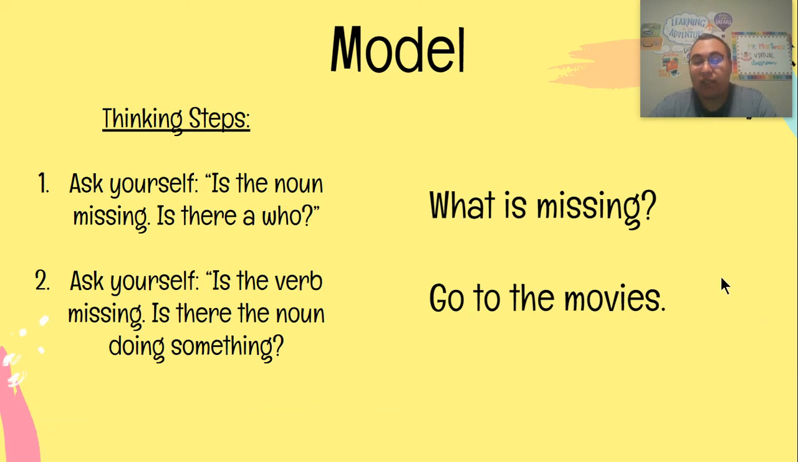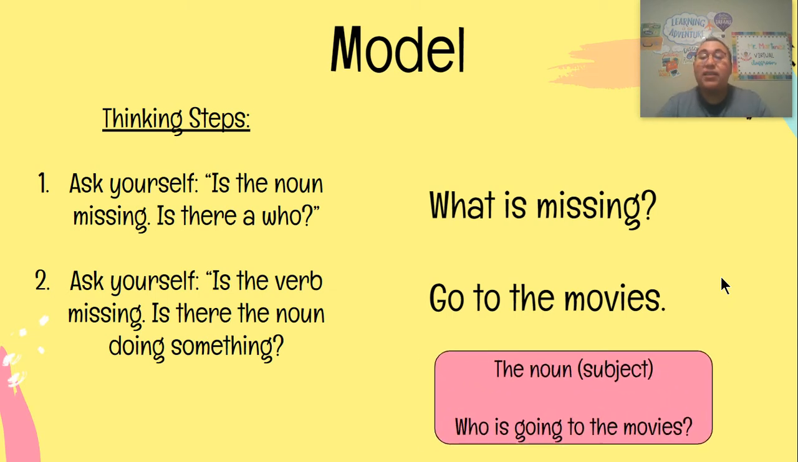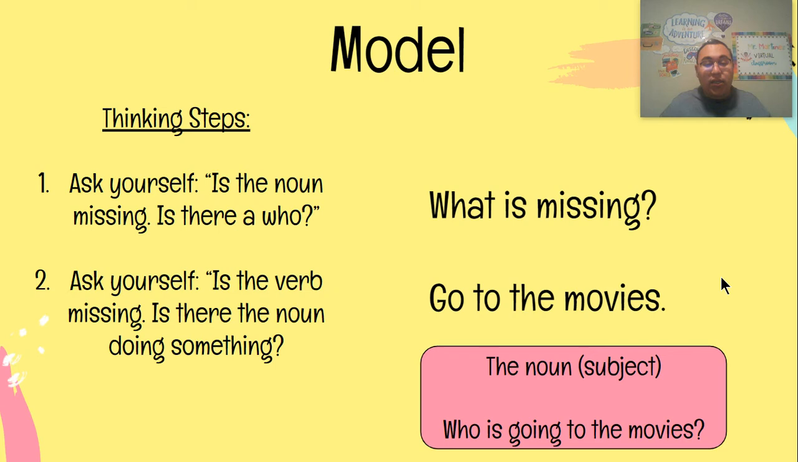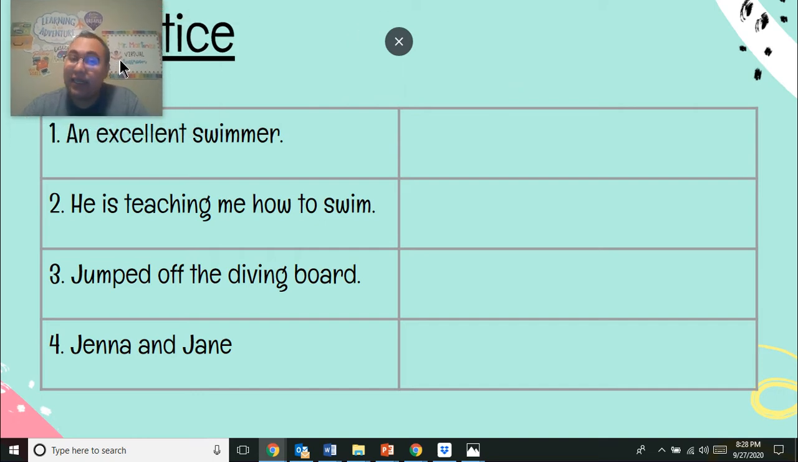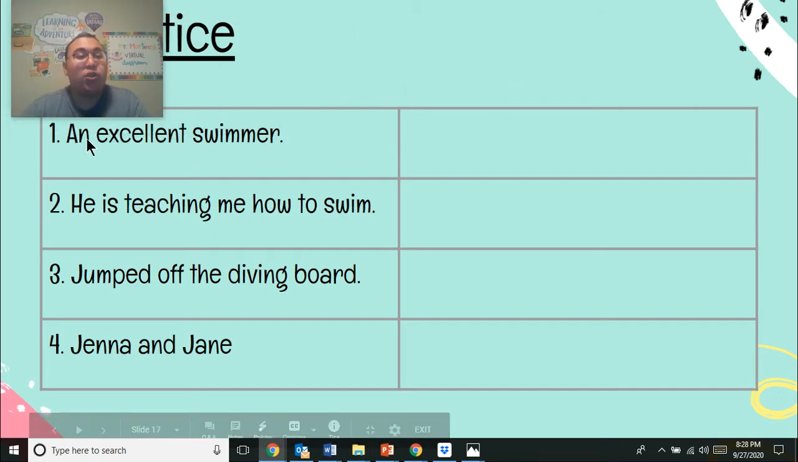Go to the movies. What is missing? My noun or my verb? It is my noun. So is this a complete sentence or a fragment? It would be considered a fragment because the subject is missing. Who is going to the movies, right? So let's see if we can identify whether these are complete sentences or fragments. So here's the first one, an excellent swimmer. Well, who is an excellent swimmer?